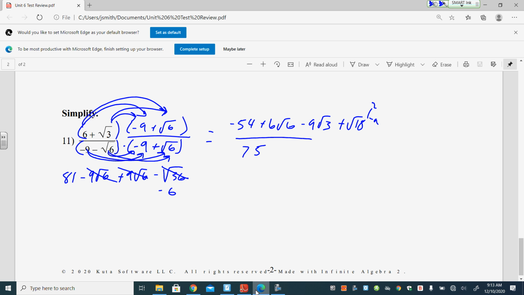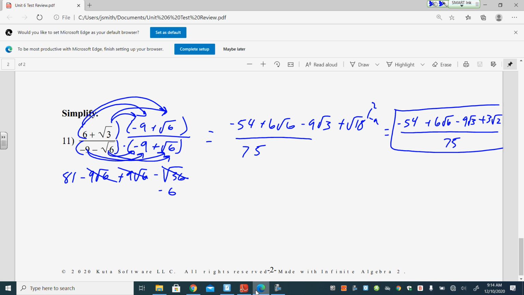So then when we come over here, this will become negative 54. Oh, let me rewrite that. Negative 54 plus 6 square roots of 6 minus 9 square roots of 3 plus the square root of 9 is 3 square roots of 2, all over 75. And of course, you cannot combine any of those. So there's your answer. They also might leave it in this form as well, but most likely they're probably going to distribute it out.